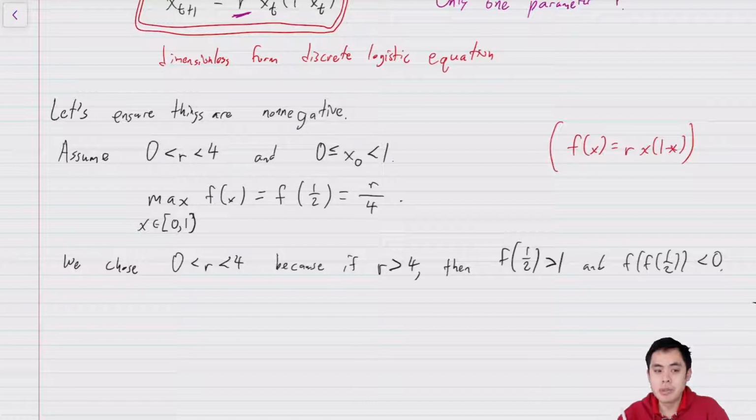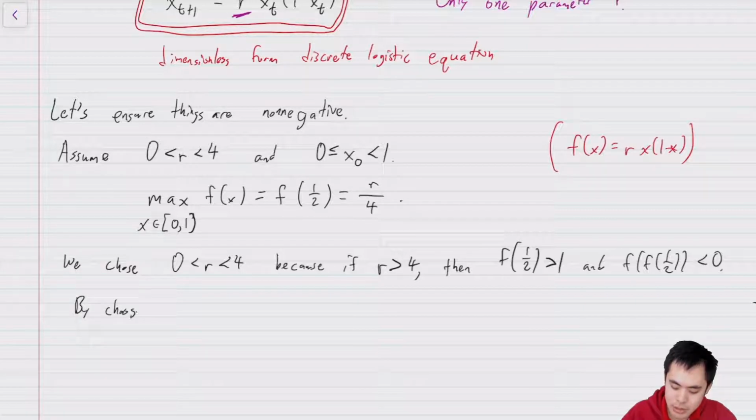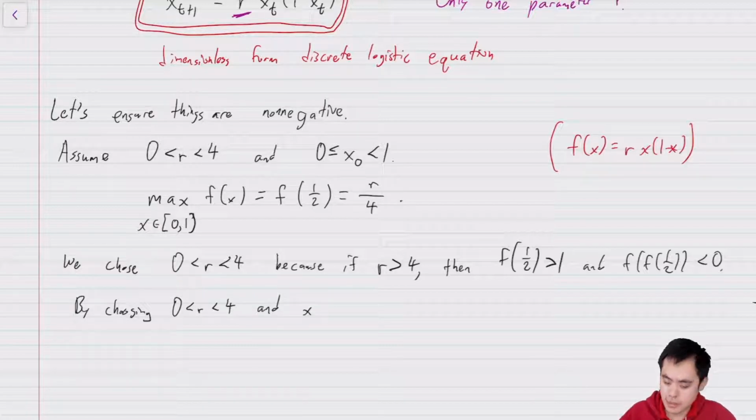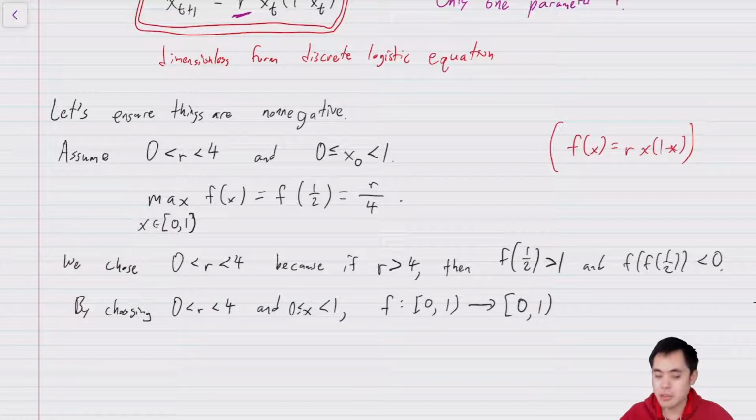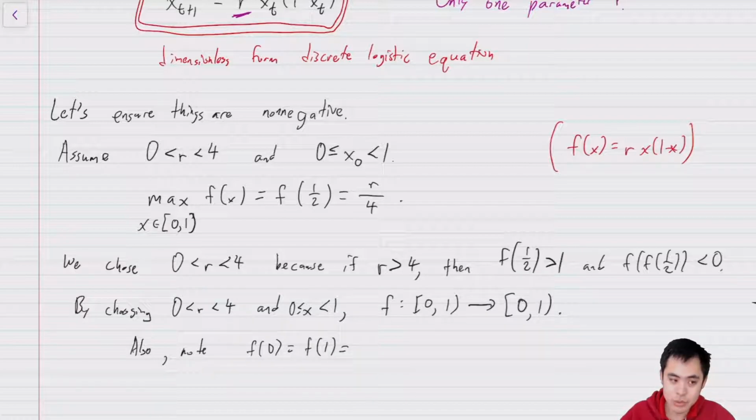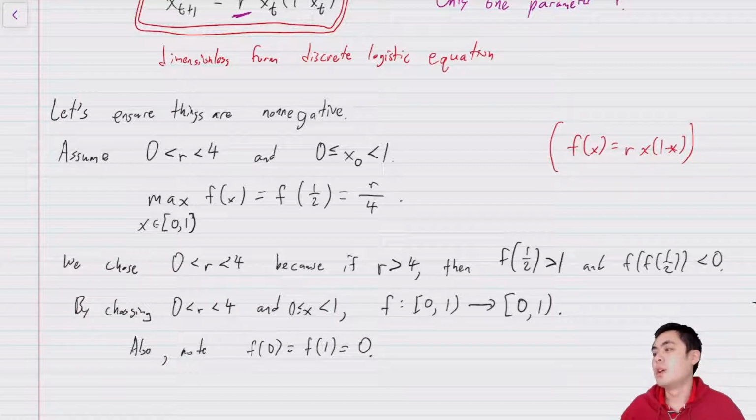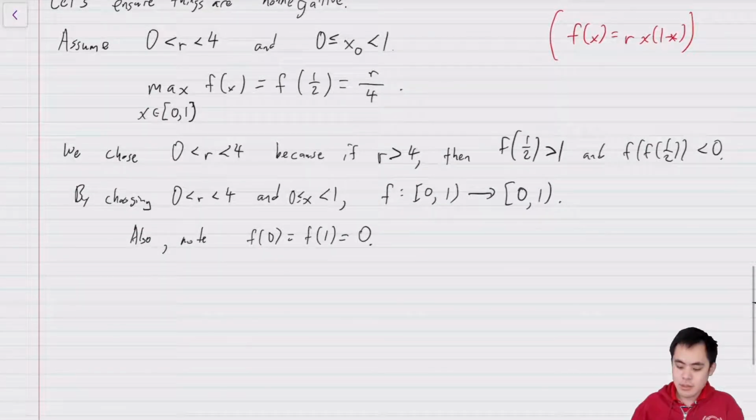Also, we don't want to start out with a negative number, and it turns out that by choosing 0 < r < 4 and 0 ≤ x_0 < 1, f happens to map [0, 1] to [0, 1], which is a very nice range to work with. Also, note that f(0) = f(1) = 0. Okay, so the function starts and ends at 0 in our domain from 0 to 1, basically.